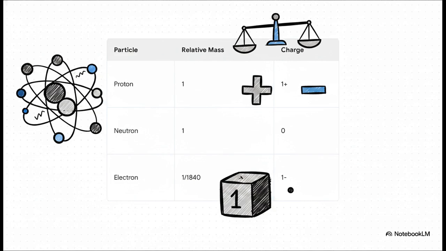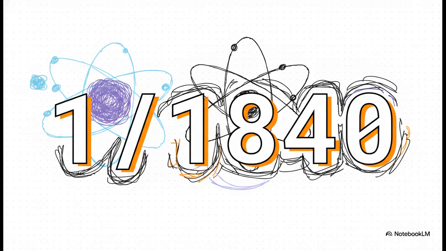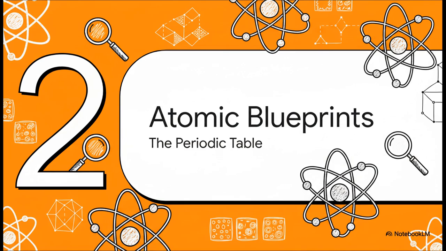But take a closer look at that relative mass. Protons and neutrons both have a relative mass of 1, but look at the electron. 1 over 1840. I mean, seriously, it takes almost 2,000 electrons just to equal the weight of a single proton. The electron is so unbelievably light that its weight is considered virtually negligible in chemistry. It's basically the ghost of the atomic world. And because of this, practically all of an atom's mass is packed right into the center, tightly inside that tiny nucleus.